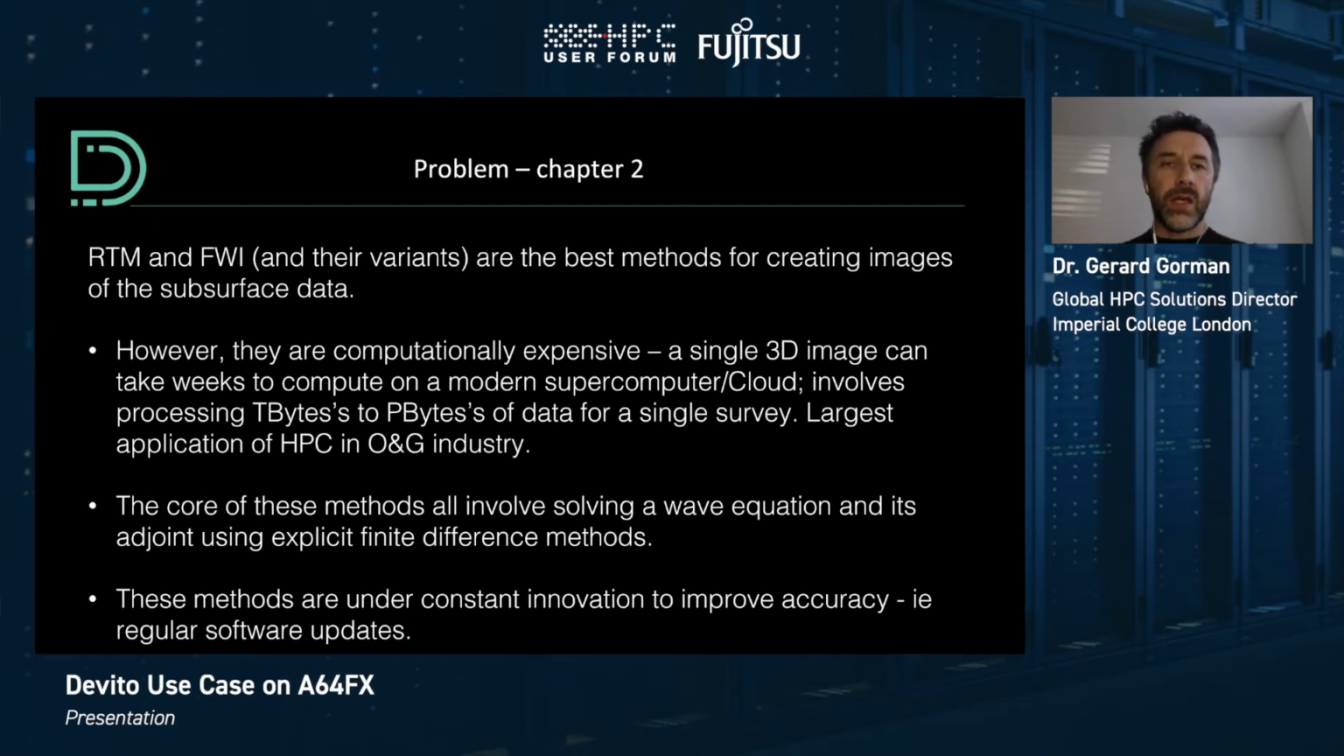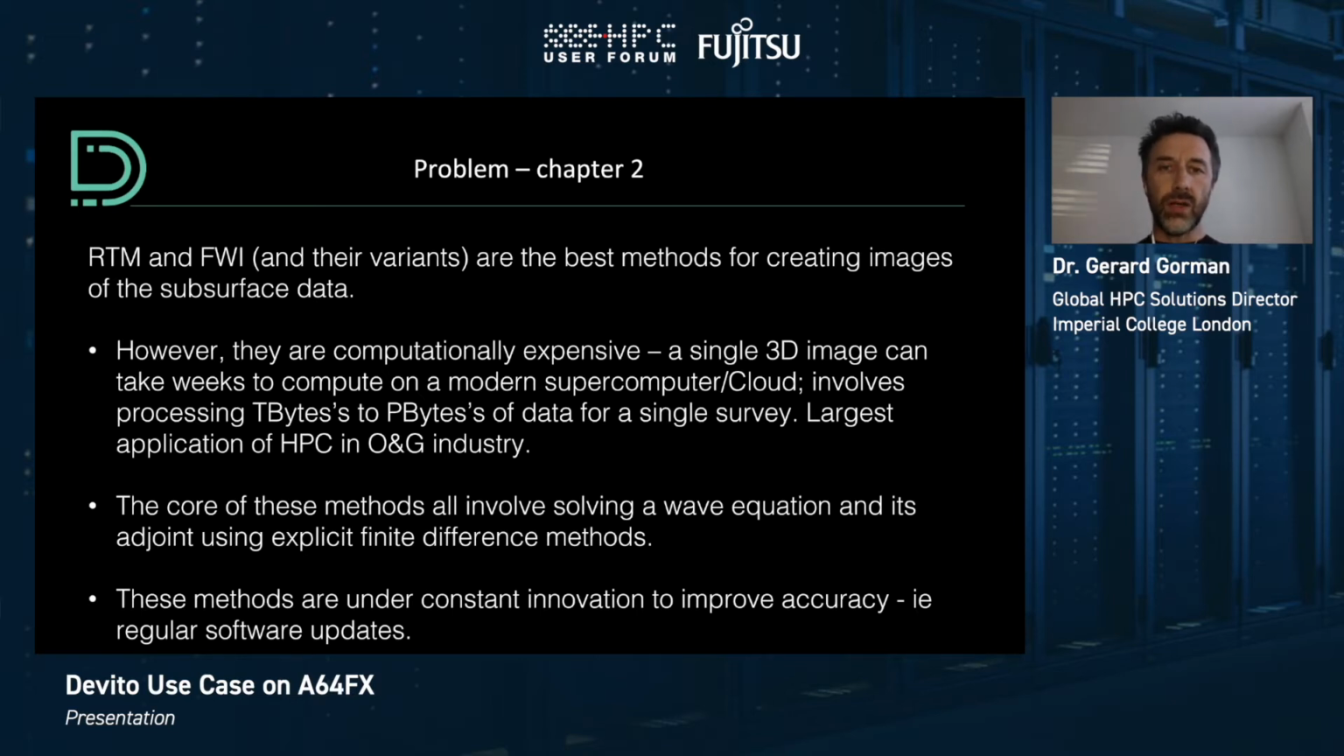Now, as we start moving towards a solution, how do we create really good images? Well, currently, variants of FWI and RTM are the best methods for creating images of the subsurface, but they're very computationally expensive. Typically they involve processing terabytes to petabytes of data just for a single survey. And it's, I believe, the largest application of HPC in the oil and gas industry.